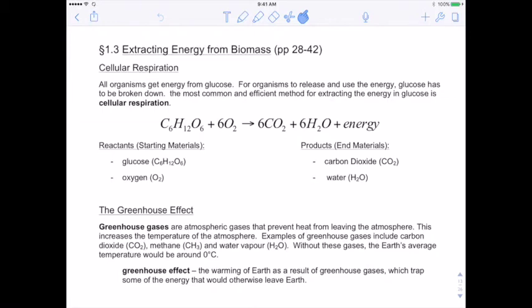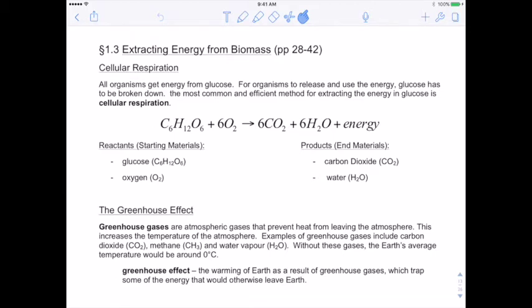The title of Section 3 is Extracting Energy from Biomass. We spent some time describing how autotrophs make energy in the form of glucose in a process called photosynthesis. So plants and algae, which are examples of autotrophs, provide a molecule that gives us energy. And this energy is glucose.